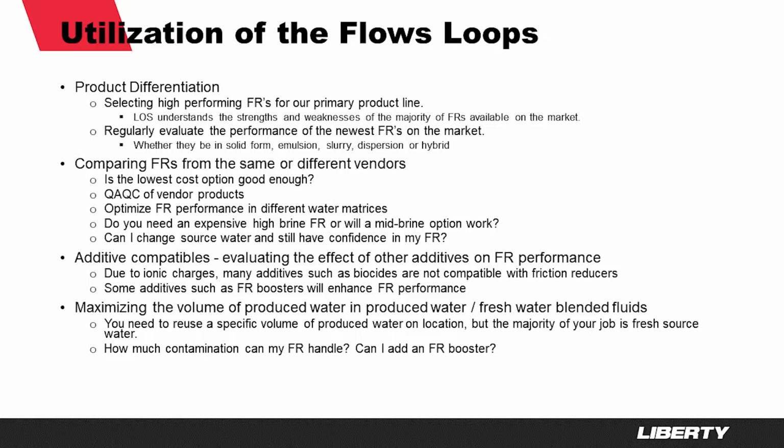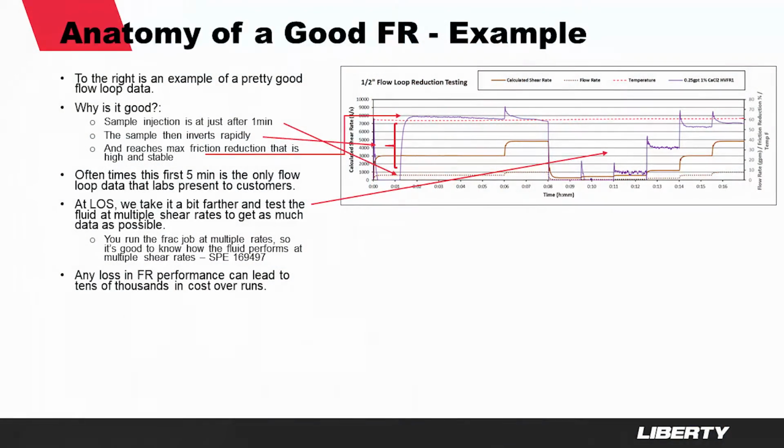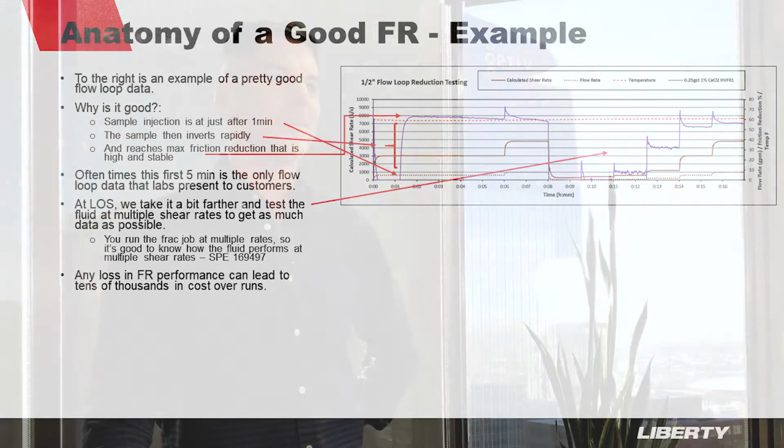I want to quickly go over what the data looks like from the flow loops. What does good FR look like? To the right is an example of what we would call pretty good flow loop data. On the chart, we're showing data for the friction loss in purple, the temperature in red, and the flow rate and shear rate in brown. So why do I think the data on this chart looks pretty good? As you can see, the sample is injected at just after 1 minute. From there, the sample inverts rapidly to a maximum friction loss that is both high and stable from between 1 to 6 minutes. At 6 minutes, we increase the shear to maximum flow to see if the friction loss remains stable. The stability here indicates that the fluid will not lose efficiency at high shear rates.